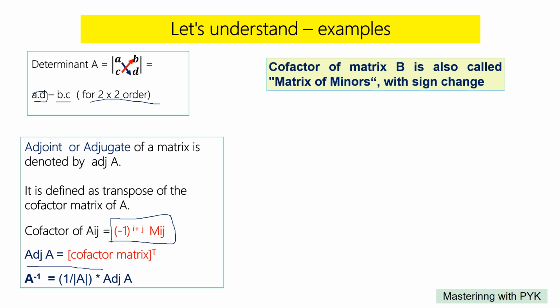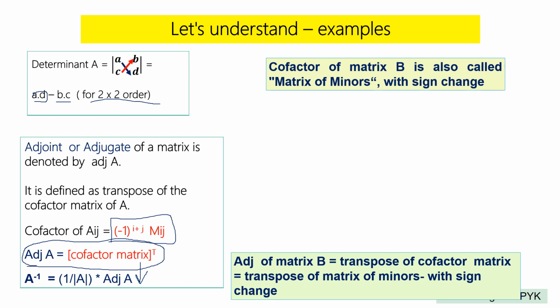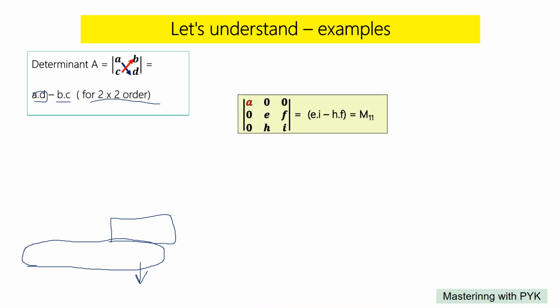Adjoint of A is nothing but the transpose of the cofactor matrix, and A inverse is 1 upon determinant of A, that is the scalar value, multiplied by adjoint matrix A, right? So adjoint of the matrix is equal to transpose of the cofactor of matrix, which is also called a transpose of matrix of minors with sign change, right? Now what if we have 3 elements? So our matrix is now 3 cross 3.